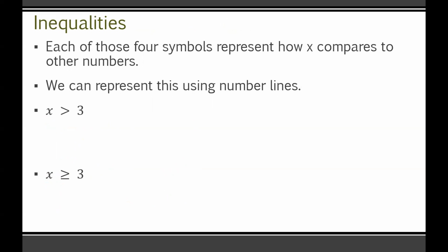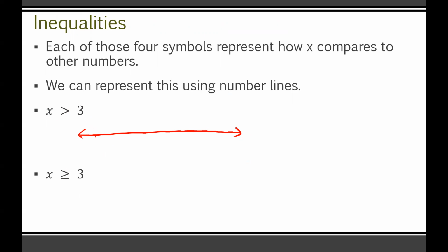Before we get to that, we should talk about how to represent these using number lines. Each of those four symbols represents how x compares to other numbers, and we can represent this using number lines. So if we started with x is greater than 3, if we were to plot this on a number line, remember a number line is just a straight line where your smaller numbers are on the left and your bigger numbers are on your right.